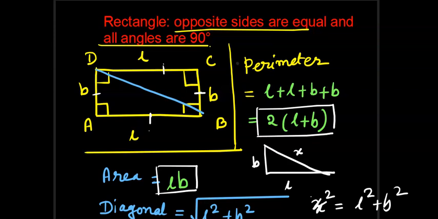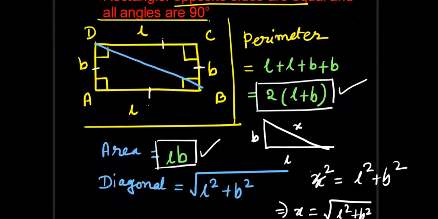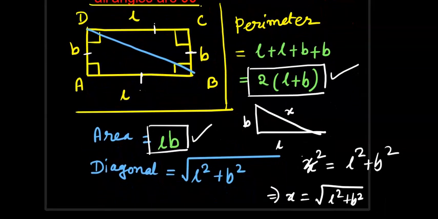Now we have rectangle. In a rectangle the opposite sides are equal and all angles are 90 degree. So perimeter of a rectangle is given by 2 into L plus B. Area is equal to L into B, that is length into breadth. Now what is diagonal? Diagonal comes from Pythagoras theorem. The diagonal is equal to root over of L square plus B square.